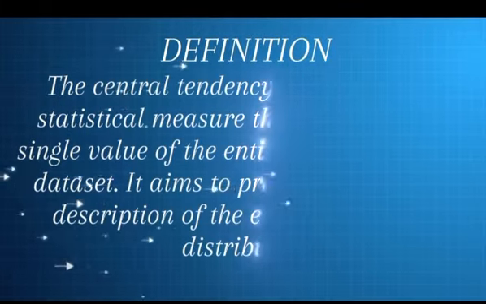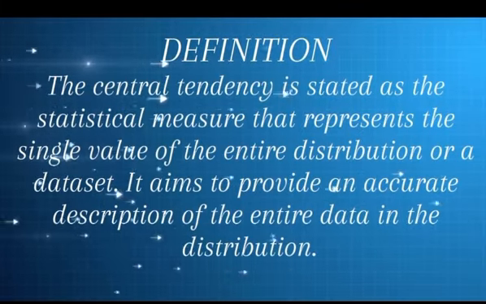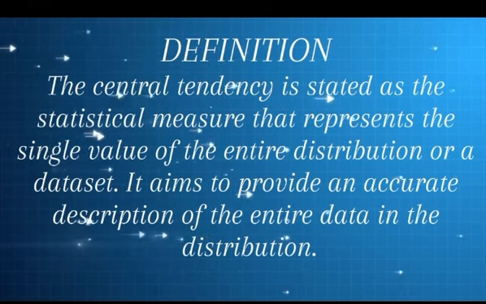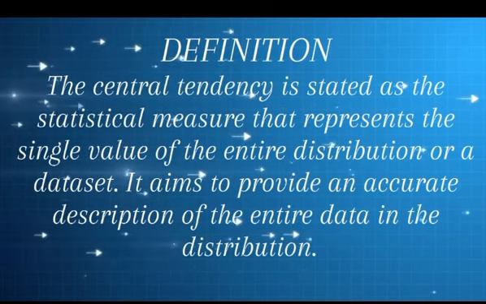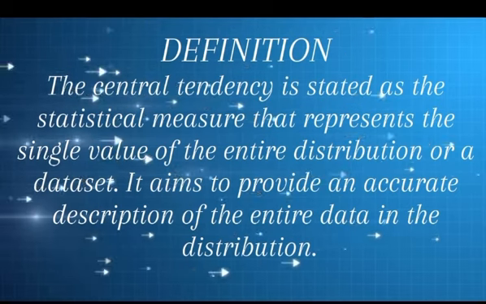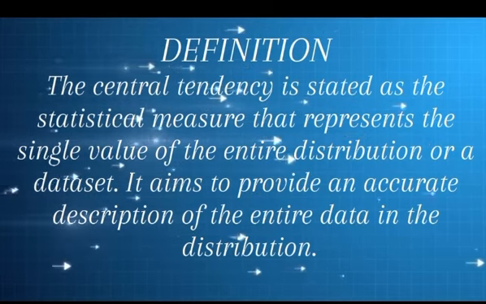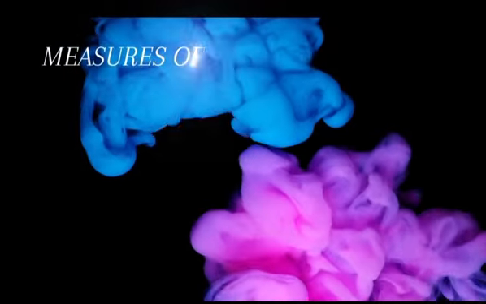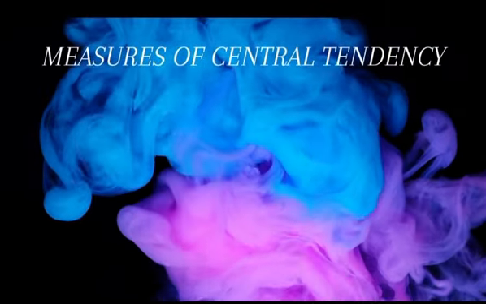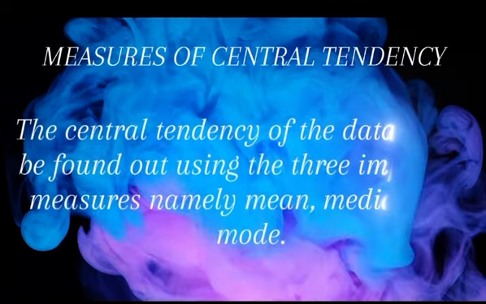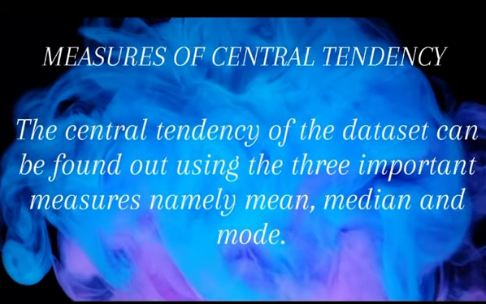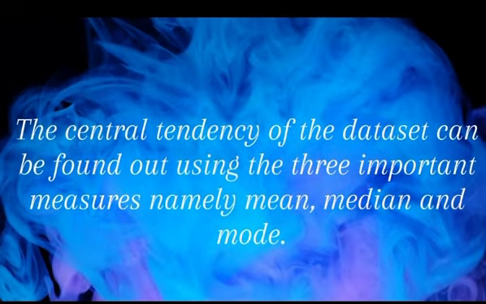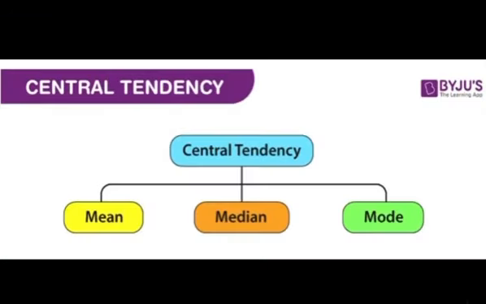Definition: the central tendency is stated as the statistical measure that represents the single value of the entire distribution or a dataset. It aims to provide an accurate description of this entire data in the distribution. Measures of central tendency. The central tendency of the dataset can be found out using the three important measures, namely mean, median, and mode.